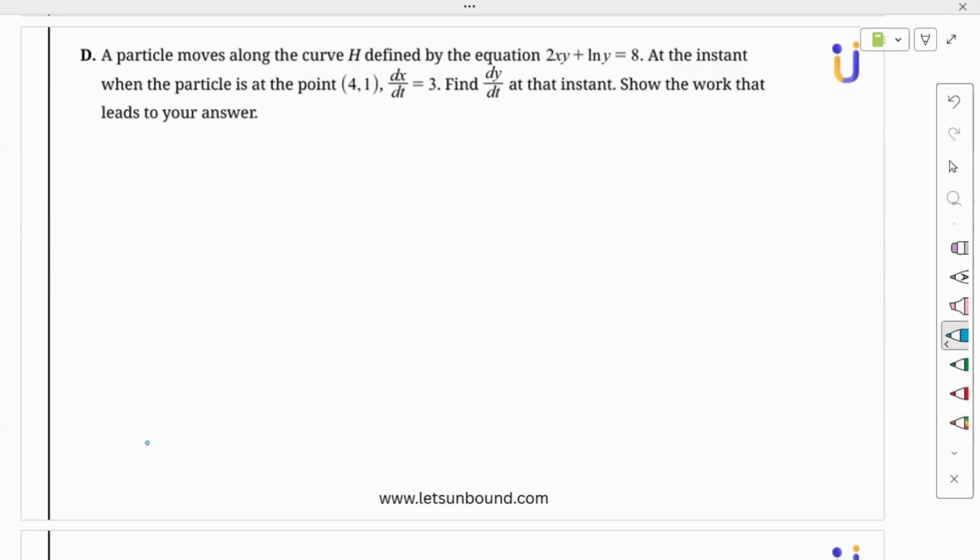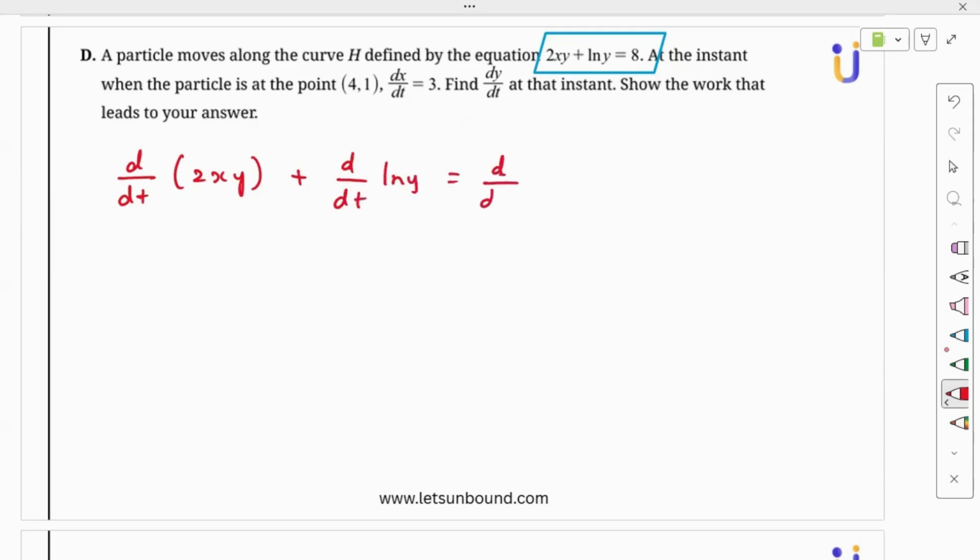Okay, given dx/dt, we need to find dy/dt. I'm going to differentiate this with respect to t. So d/dt of 2xy plus d/dt of ln y equals d/dt of 8. Now, here's an important thing: x is not just x. x is a function of t, y is a function of t. So x means f of t, and y is g of t. So don't say d/dt of x is 1.